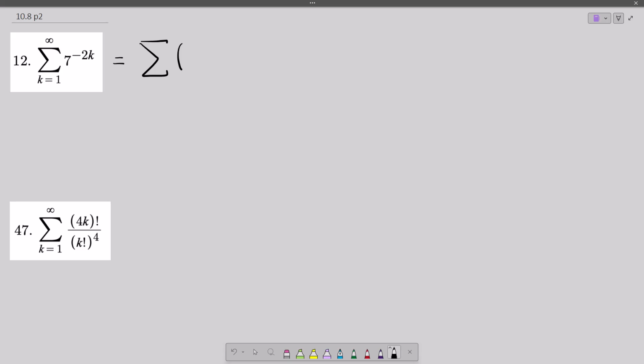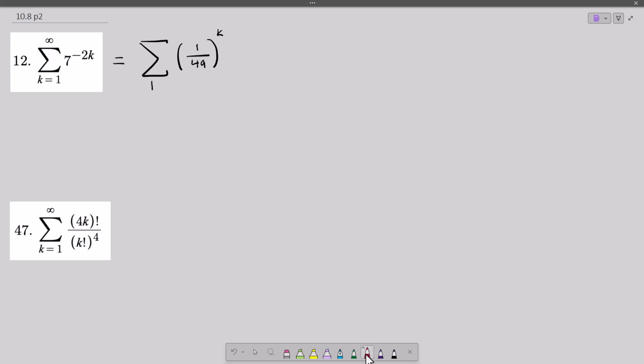So what we're going to do is move that negative 2 onto the 7. We're going to treat this as a power raised to a power: 7 to the negative 2, raised to the k. 7 to the negative 2 is 1 over 49. And we'll use our shorthand notation here. We know it's an infinite series. We've already established that. If we just put a 1 there, we know it means k goes from 1 to infinity. So that's a special series. That is geometric. It's a r to the k.